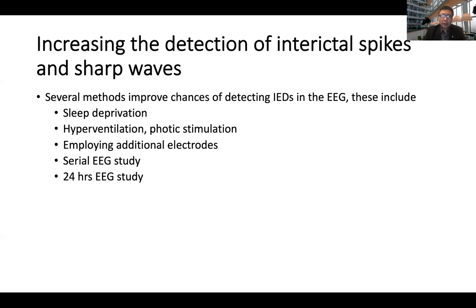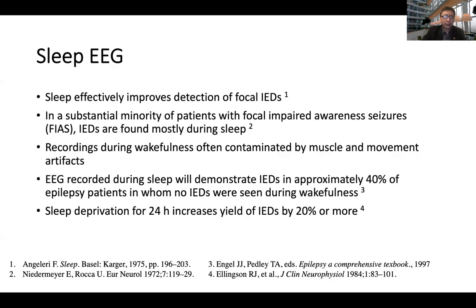Several methods have improved the chance of detecting IED in the EEG, including sleep deprivation, hyperventilation, photic stimulation, or employing additional electrodes. Serial EEG is what we commonly do in clinical practice, or even a 24-hour EEG if you have a facility to do EEG studies in your clinic or in your hospital.